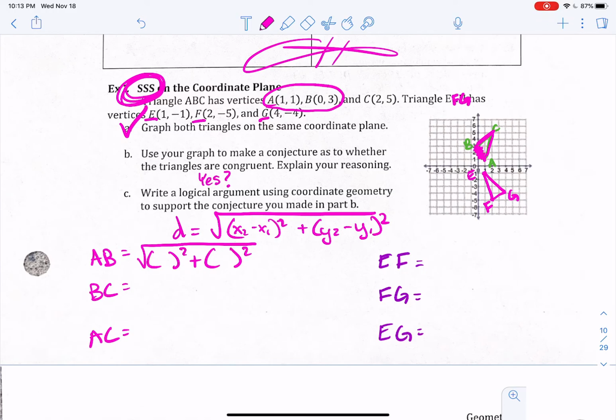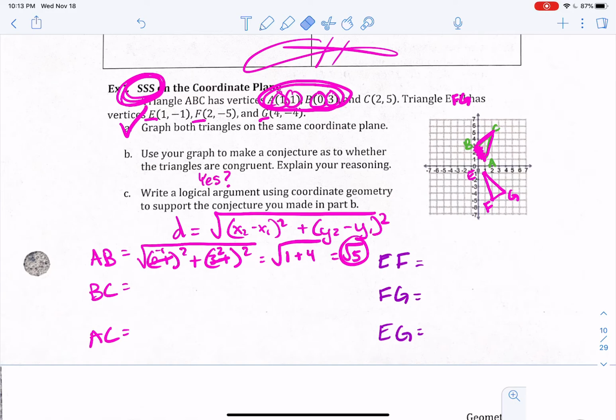So A to B, I have my second x, which is 0, minus my first x, 0 minus 1. Then I have 3 minus 1. So 0 minus 1 is -1 squared, which is 1, plus 3 minus 1 is 2. 2 squared is 4. I'm kind of going through this a little fast. Let's leave it as the square root of 5. Okay, don't convert it to a decimal. Just leave it as the square root of 5.